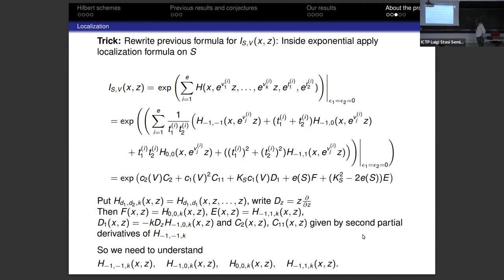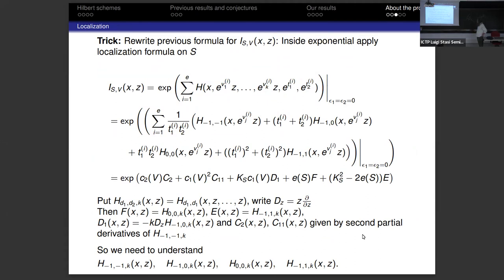Why does it mean? Okay. So, for instance, let's take this one, with K and Z, where we put all the variables here in this H to be equal to Z. And we take this derivative by that.